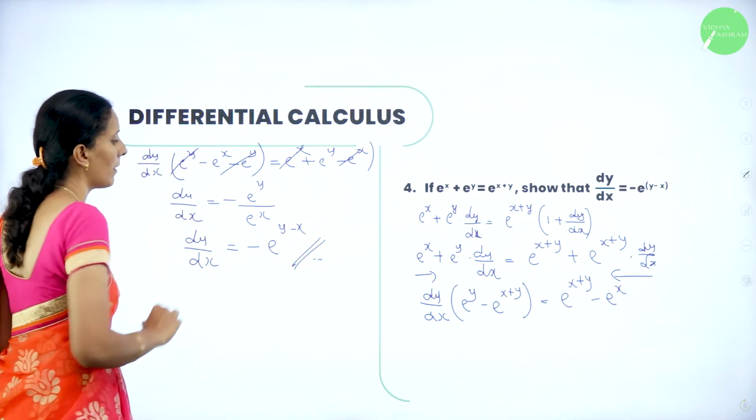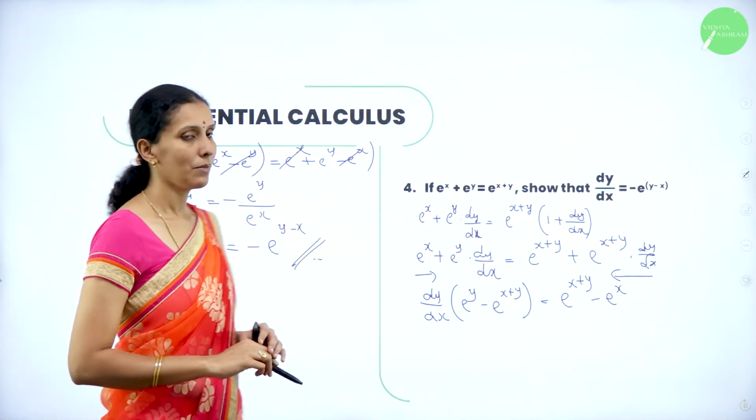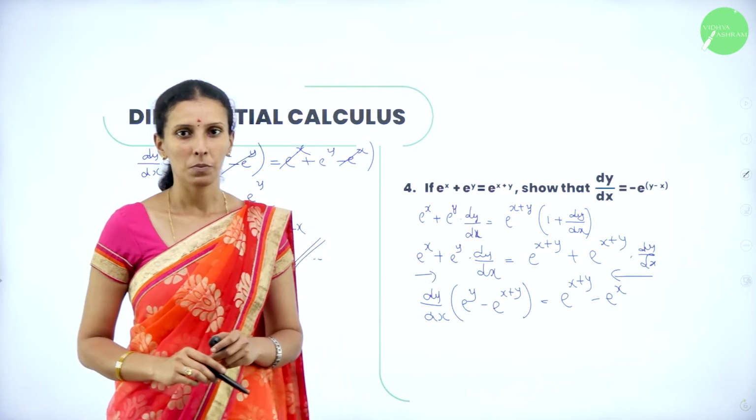So you can shift the power x to the numerator. It becomes minus x for the exponential.